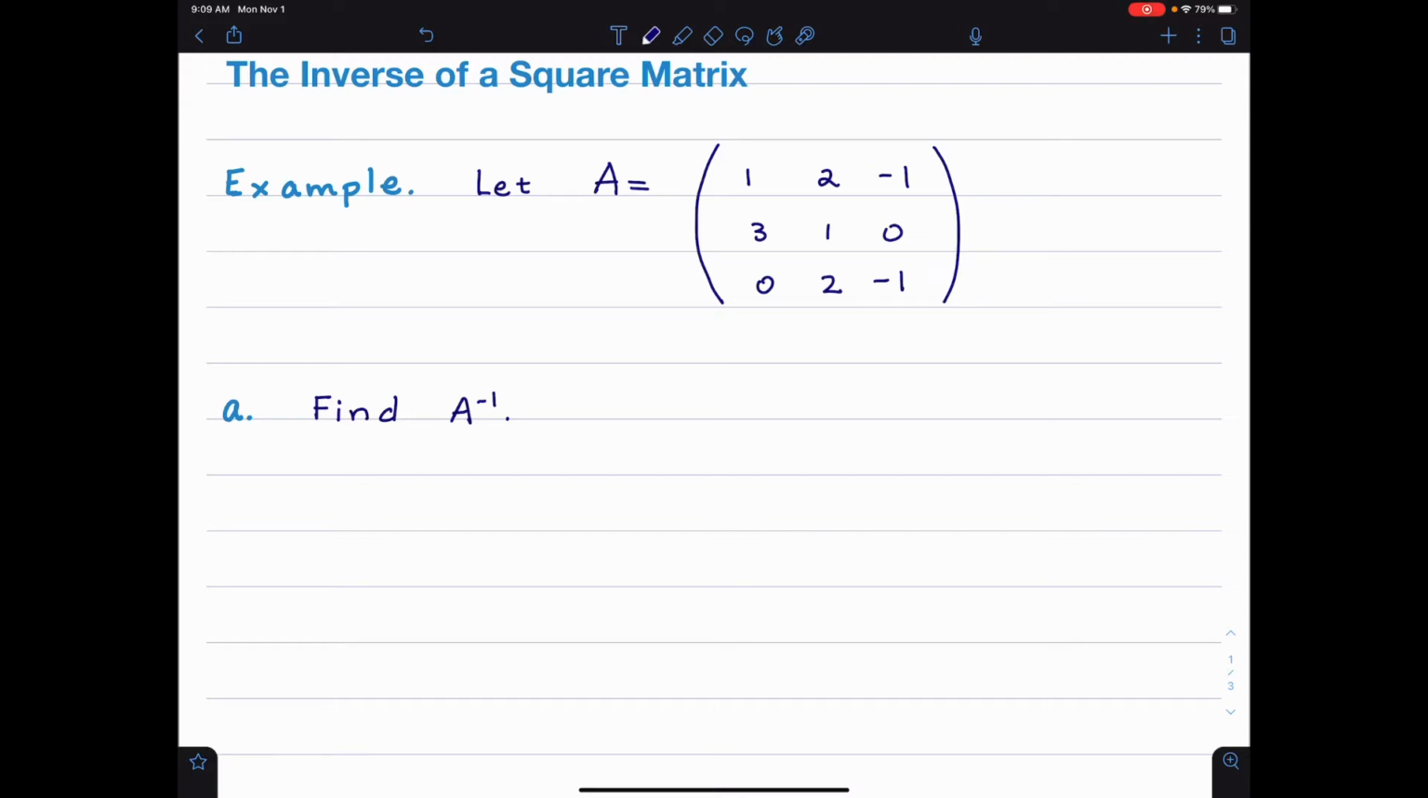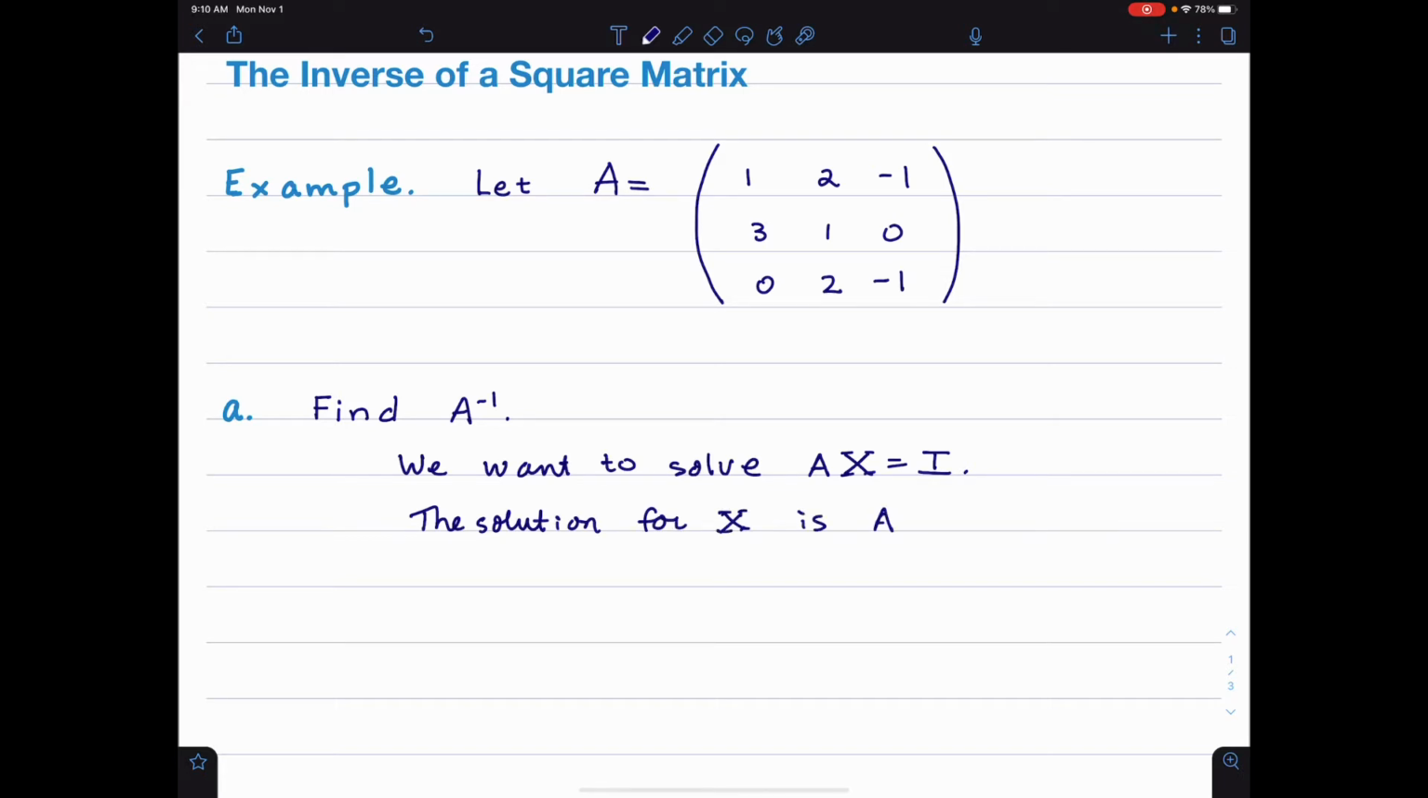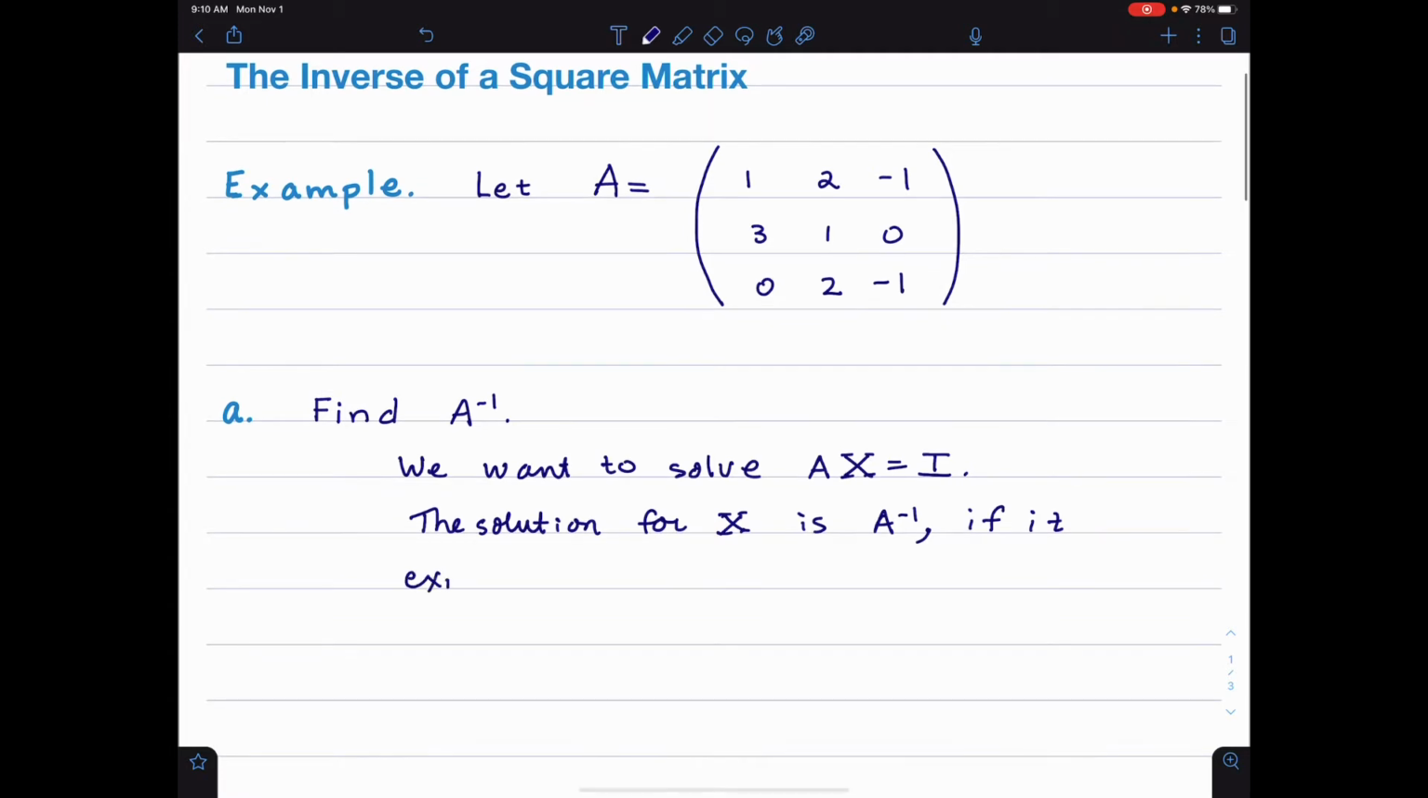So what I want to do is we want to solve A times, say, capital X equals the identity. And the solution for X is A inverse. Now, if it exists, the inverse doesn't always exist, just the way a matrix equation doesn't always have a solution.